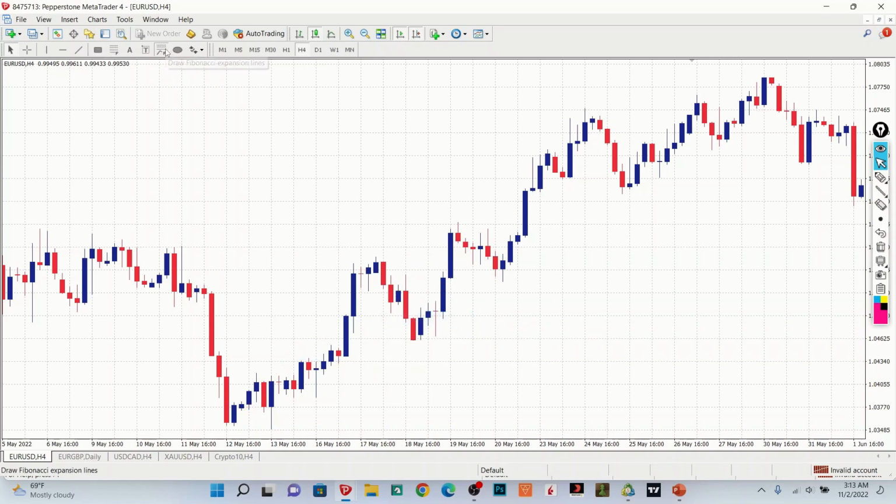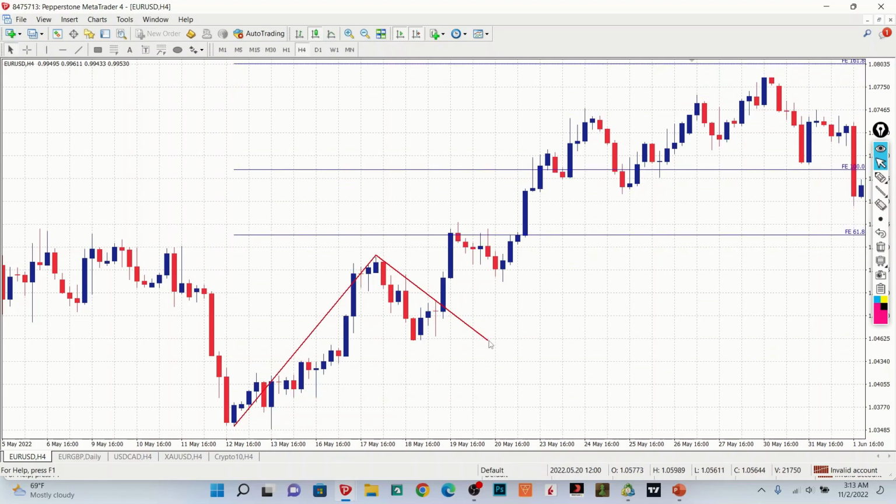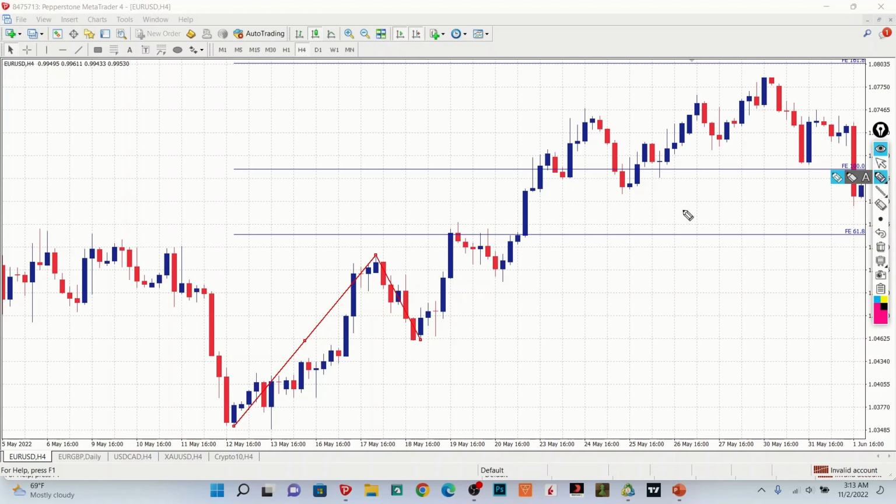So we pick Fibonacci extension, connect from point A to point B. It also has its point C already formed. Okay. So we expect the market to form a swing high from this point, and then it will go up.